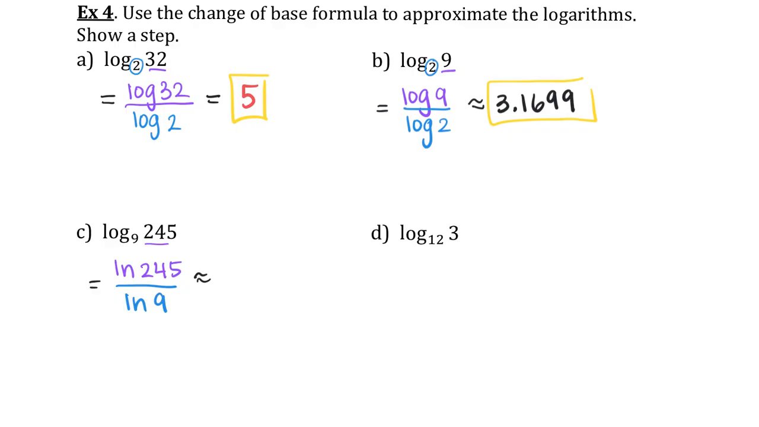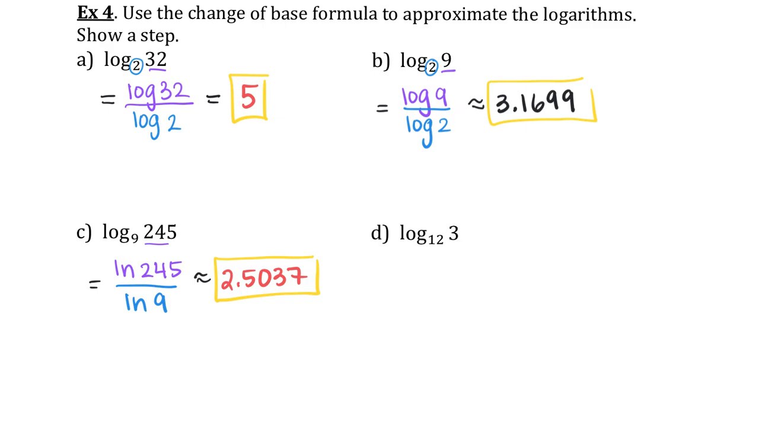Okay, I got 2.5037. It didn't say how many decimals, so just include a few and we'll be okay. That's saying 9 to the 2.5037 is about 245.